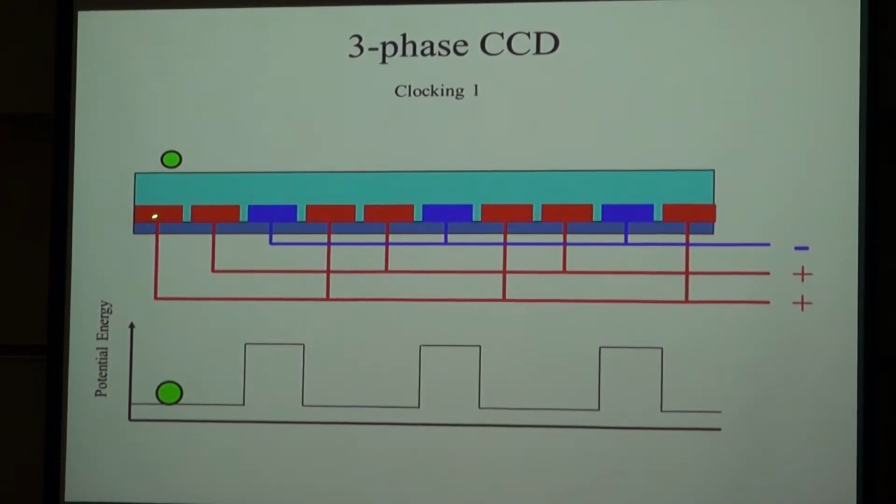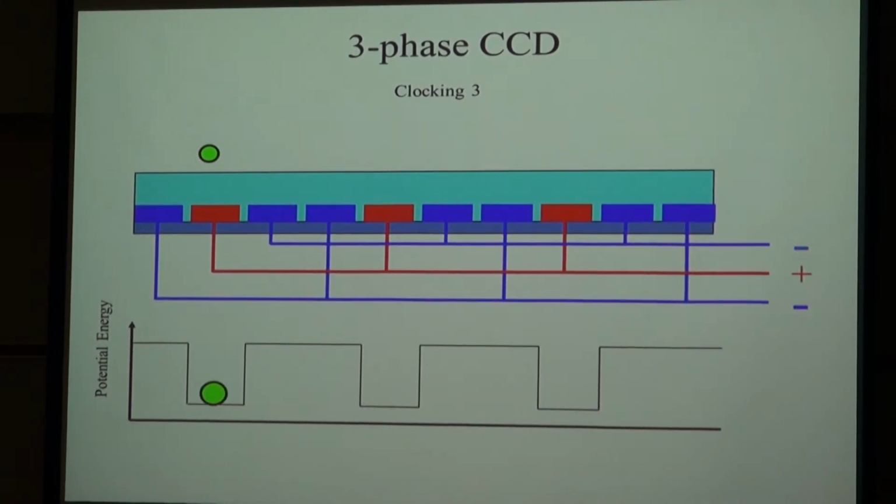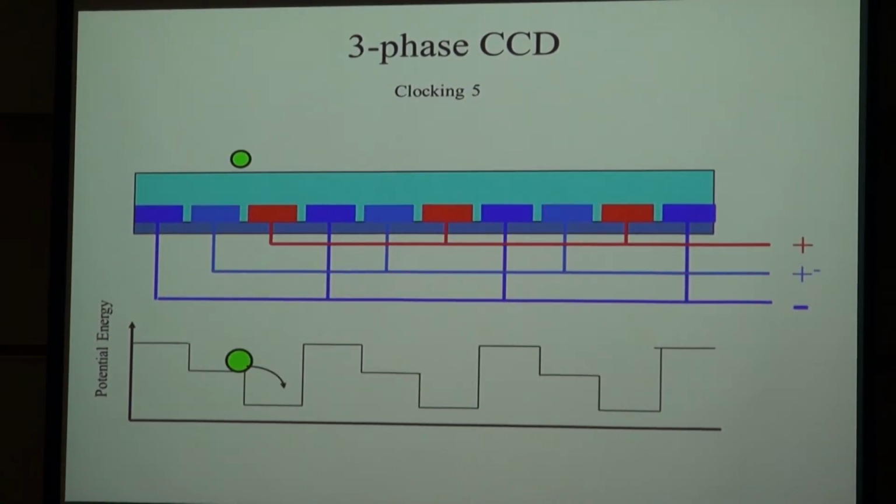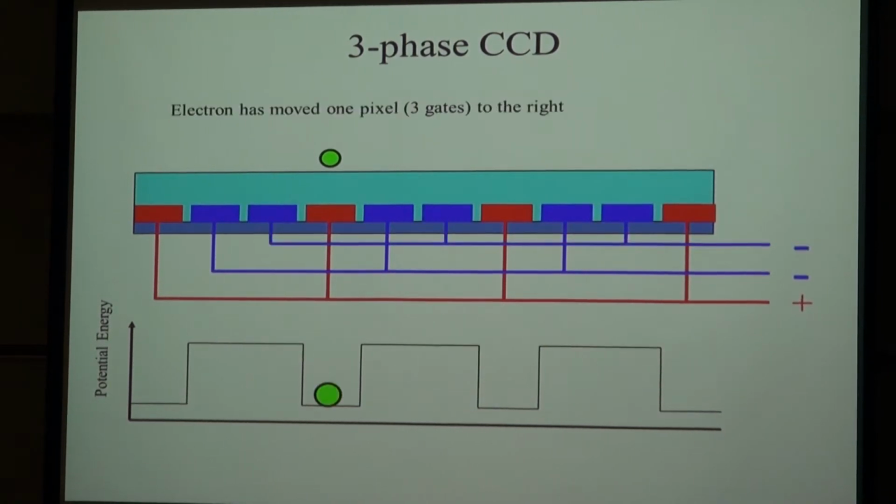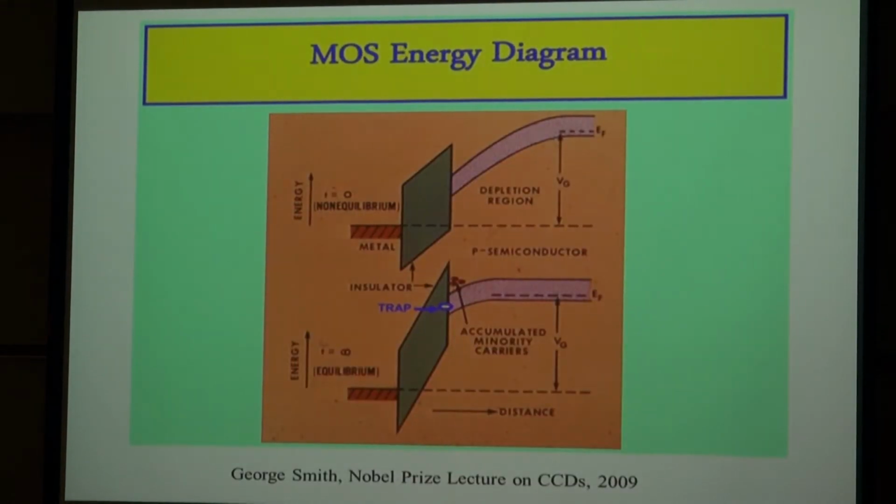We can make one gate positive, and it holds the electron. We make the next one positive and make that one a little negative, and the electron moves over one gate. Do it again, it moves again, and so forth. Now we've moved 1 pixel. So that's a pixel in the usual CCD parlance. So now we go back.